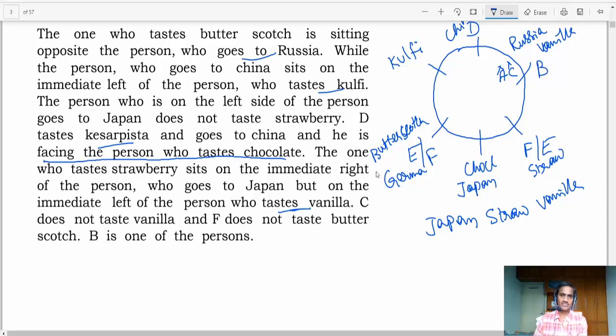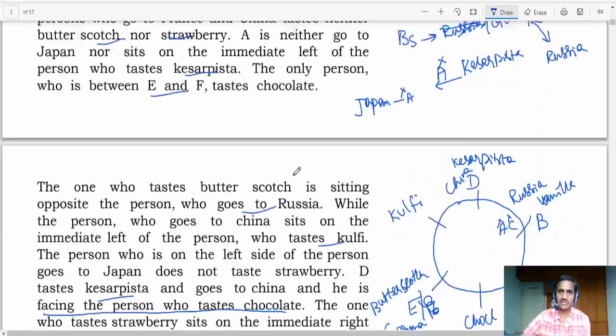B is here. If B is here, C does not taste vanilla, and F does not taste butterscotch. F does not taste butterscotch, yet F cannot be here. E is here. If E is here, F must be here. Now D, B, F, E వచ్చింది. A and C cannot be in these two places, and C does not taste vanilla, and B is one of the persons. That is what is given.